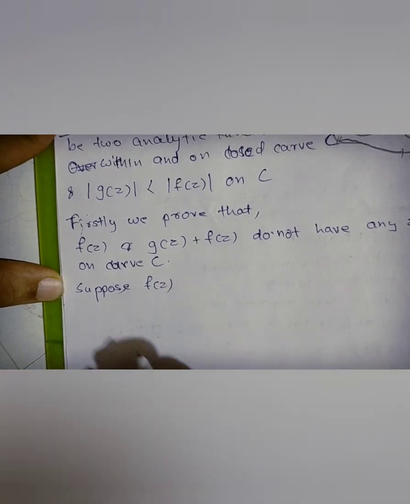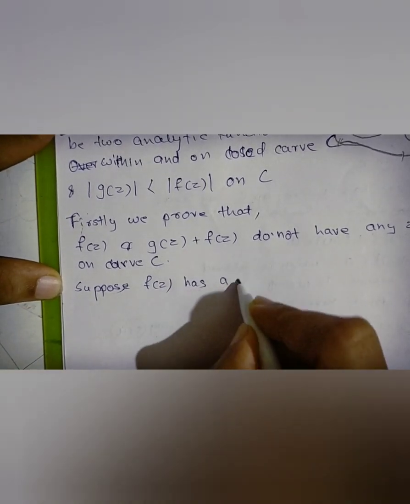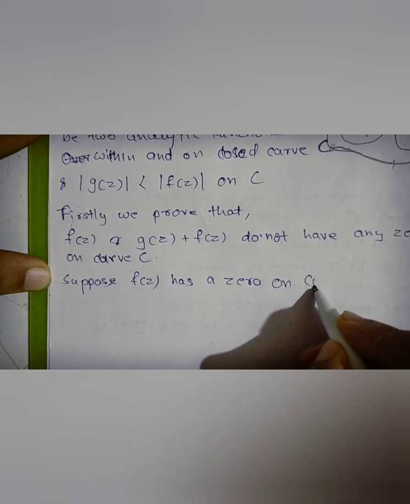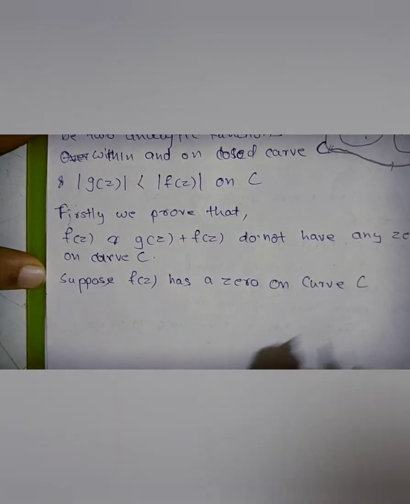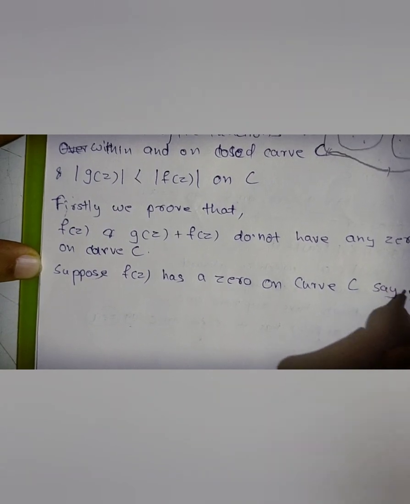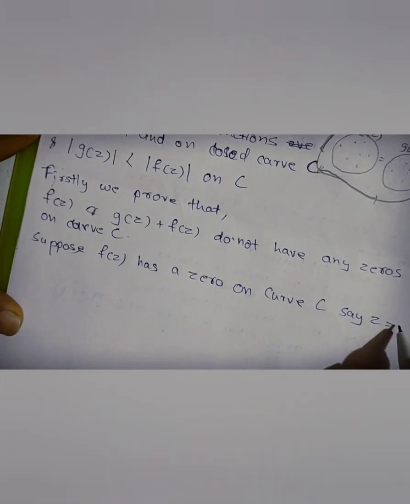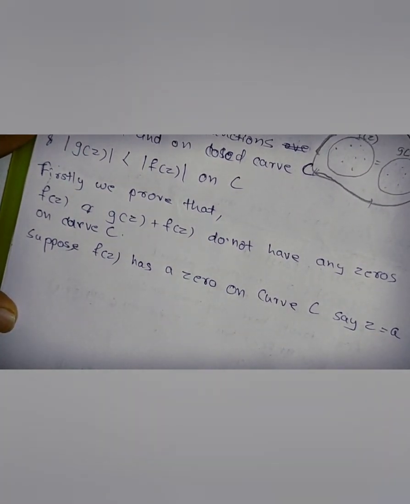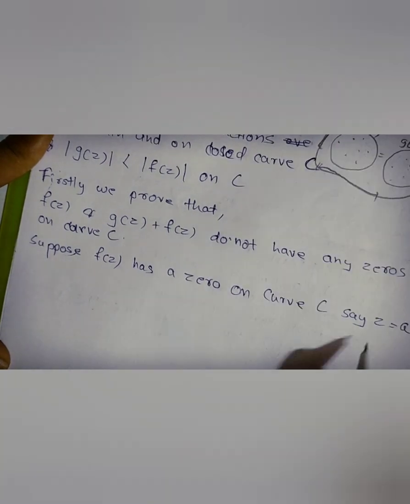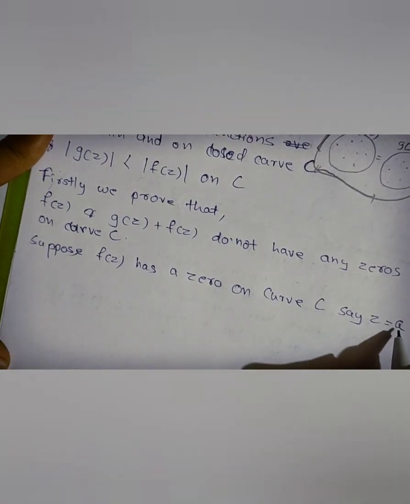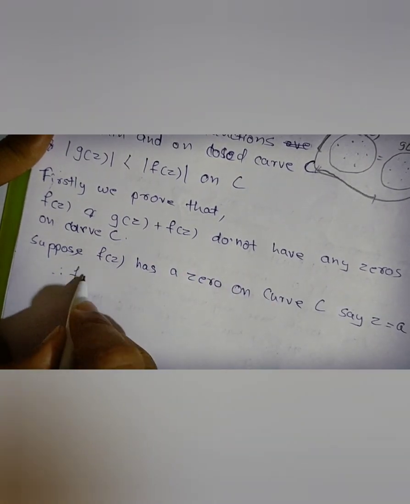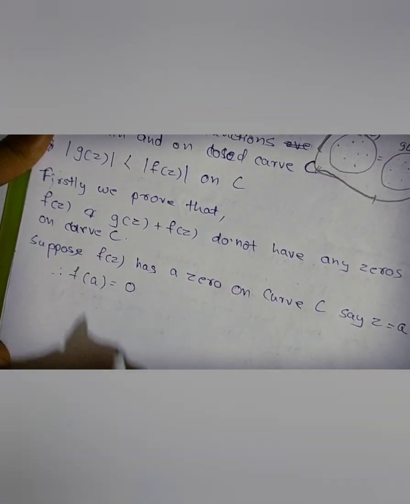So to prove that, suppose f of z has a zero on curve C, and let's say it is z equals a. So z equals a is one of the zeros. This means that if I put this value of a inside this function, I will get my answer as 0. So therefore f of a is equal to 0.